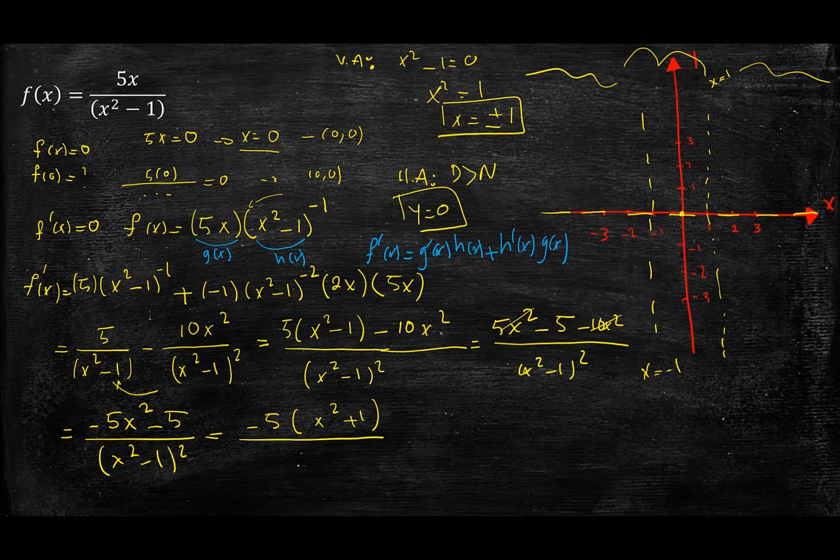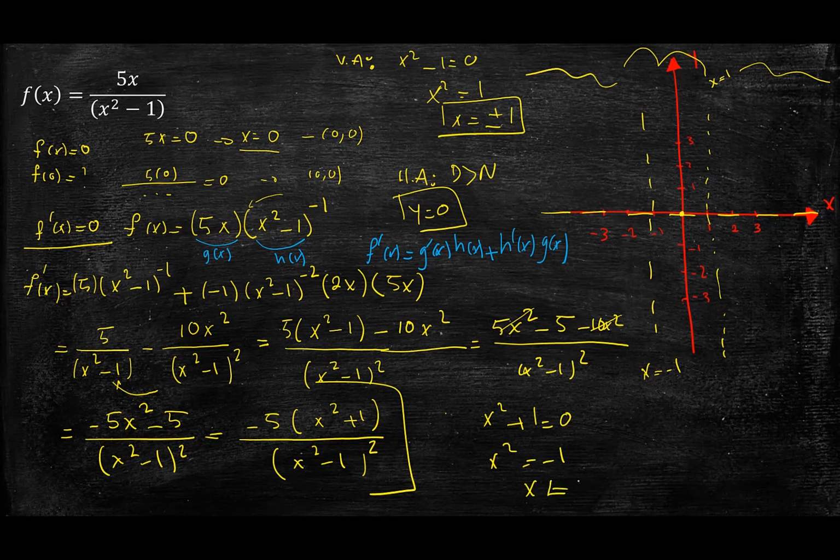And then I can actually take out a negative 5 and write it as x squared plus 1 over (x squared minus 1) to the power of 2. So this is basically my first derivative. What I'll do is that I put this first derivative equal to 0, as I promised that I would over here. So I'm going to put this equal to 0, so the numerator should equal 0.